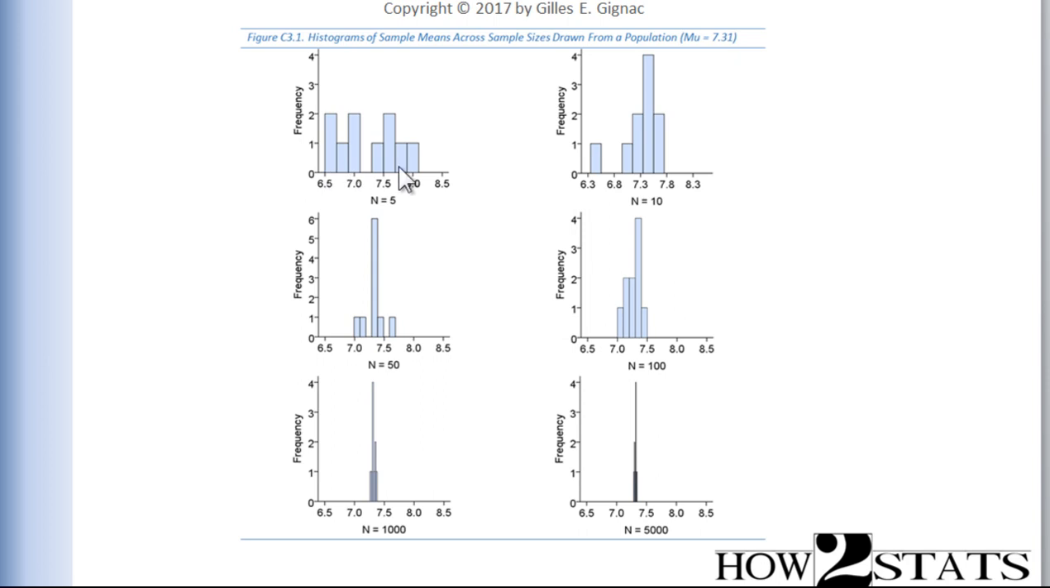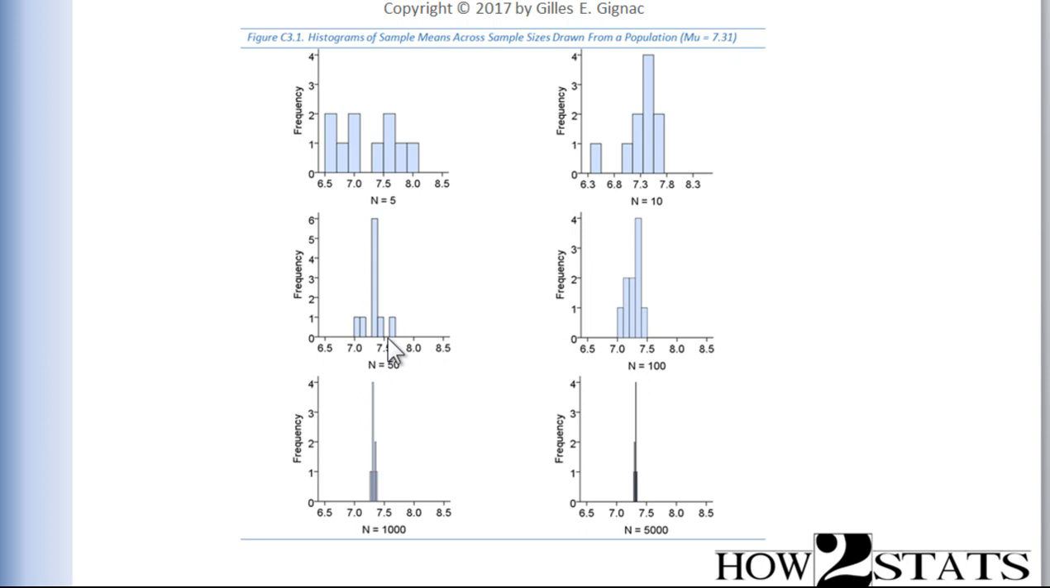We can see there's a lot of variability centering around a mean of approximately 7.31, which is the population mean. Now, as soon as we move up to a sample size of 10, we can see that there's a narrowing in the amount of variability in the sample means, which continues on to sample sizes of 50. There's a really big jump here. From a sample size of 10 to 50, we're really narrowing down our estimate of the population mean.